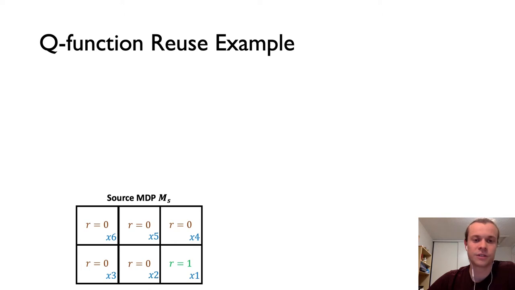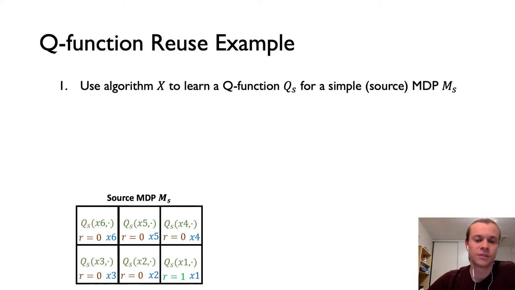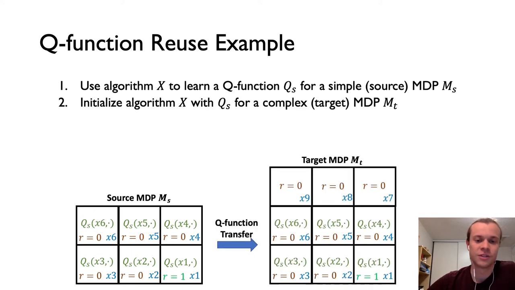So how does the process look like for Q function reuse? Well, the first step is you learn a Q function in this source environment. So these are these Q of S's that you can see in each of these states here. And so after you've learned this good enough Q function in the source task, then you transfer it, which is step 2, to your target task, which is essentially initializing all the states in your target task that are the same as your source task to the Q function you've learned.